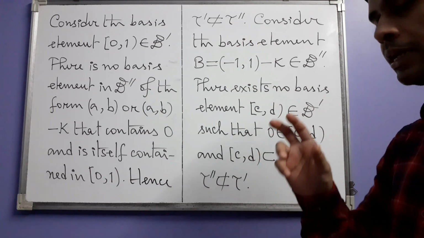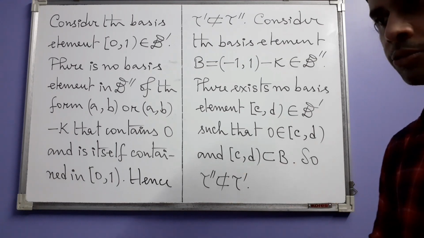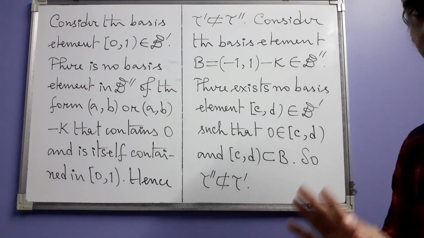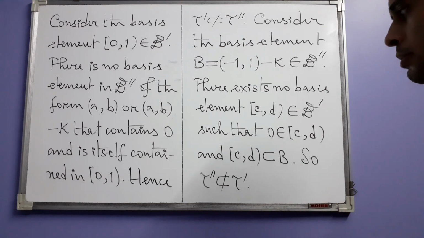So combining these two non-containments, you conclude that these two topologies are not comparable. Each one has at least one open set which is not there in the other. So none of them is bigger or smaller. They are simply not comparable. I should say finer or coarser. So that is the proof of this result.